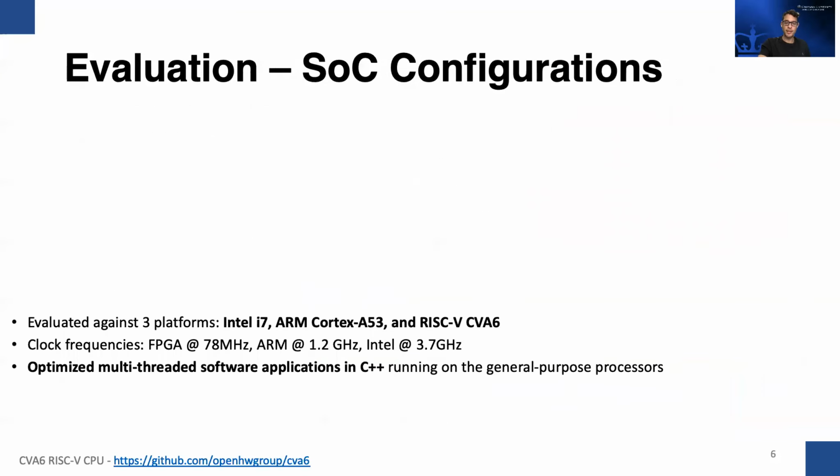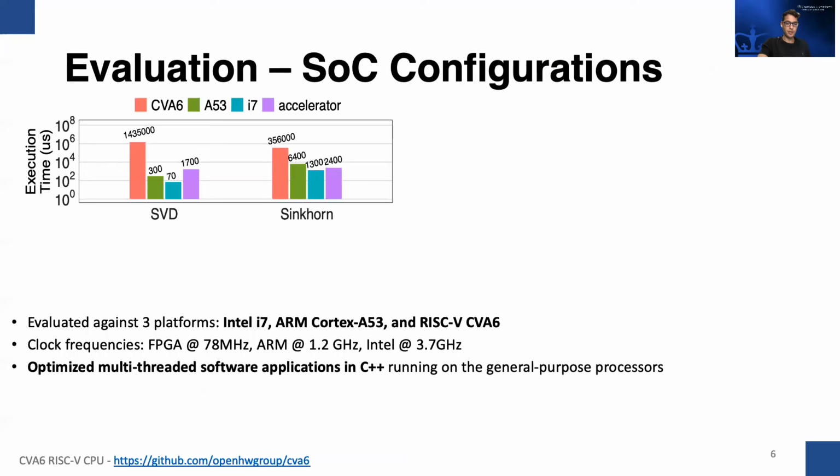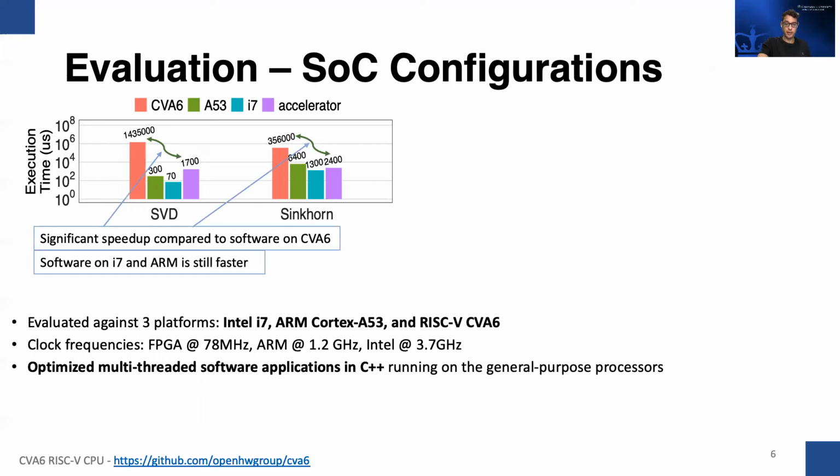We evaluated our Many-Accelerator SoC on FPGA against 3 platforms: Intel i7, ARM Cortex-A53, and RISC-V CVA6. We used the CVA6 processor as the baseline. On the top left, you can see an evaluation of the execution time of our accelerators in isolation compared to our own optimized C++ software implementations running on the general purpose processors. Both accelerators achieve significant gains with respect to CVA6. The software running on i7 and ARM is still faster due to a much higher clock frequency of 1.2 to 3.7 gigahertz, while the one on FPGA is only 78 megahertz.